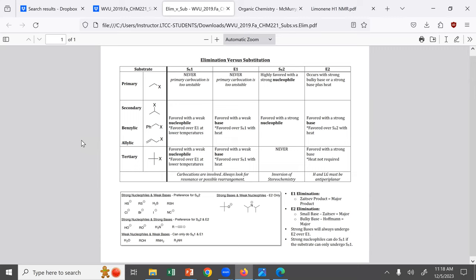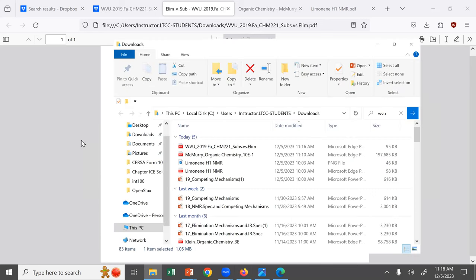The other way of thinking about this: don't think of it in terms of spontaneity, where it becomes spontaneous versus non-spontaneous. It can be helpful to think about it in terms of which side is favored at equilibrium.